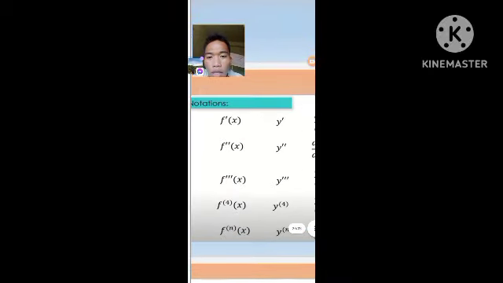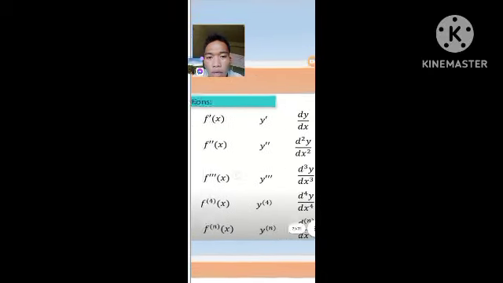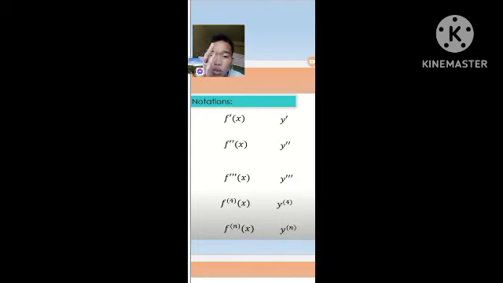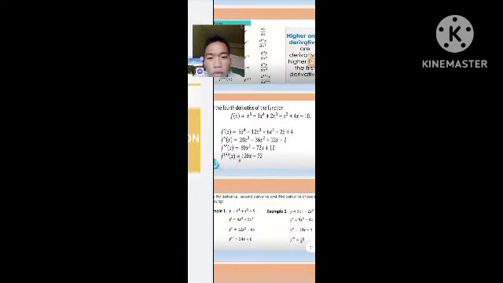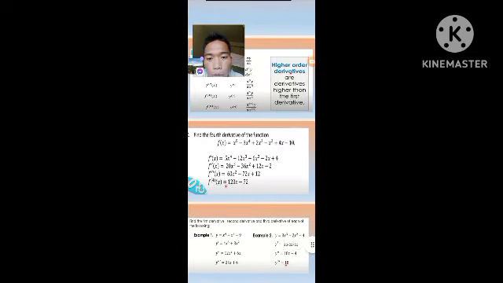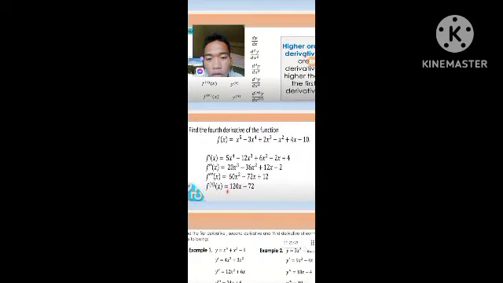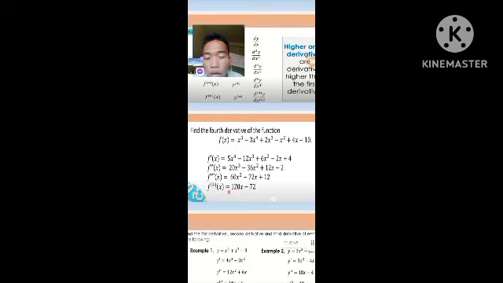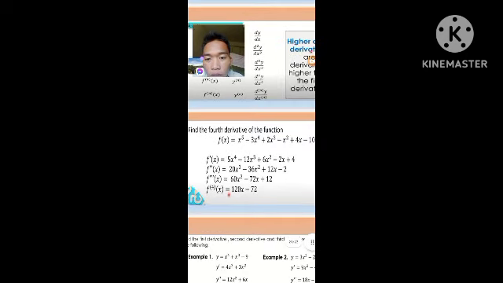So, the one half derivative is the first derivative. The two is the second derivative, and then third, and the fourth, and so on. So we have an example: we have a function f of x. Our example is, find the fourth derivative of the function.